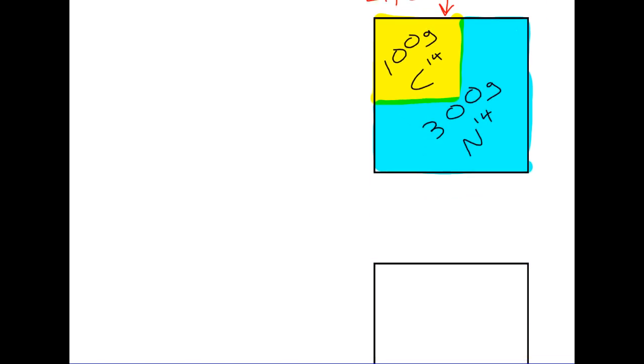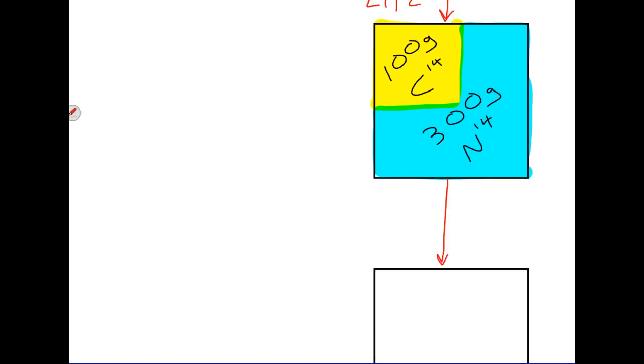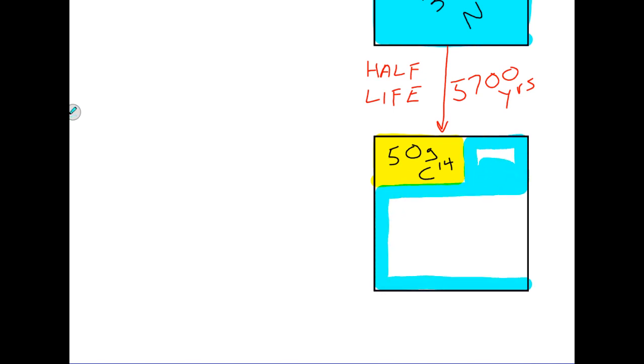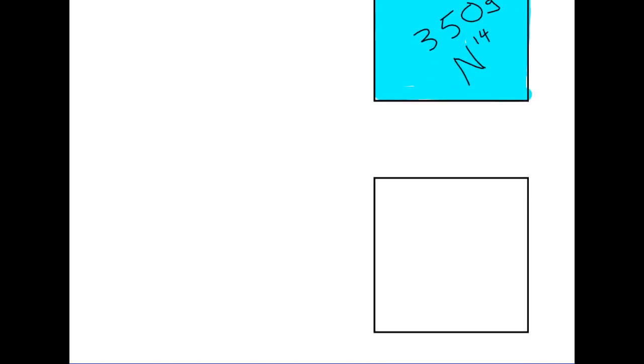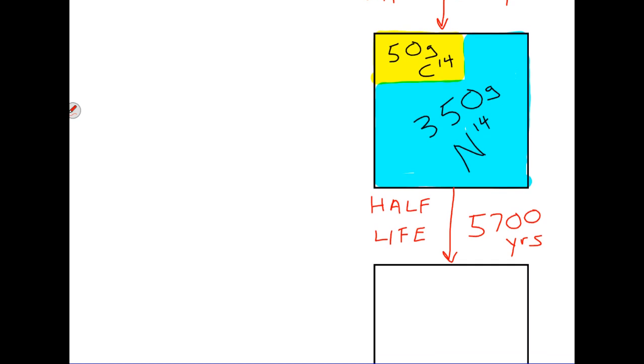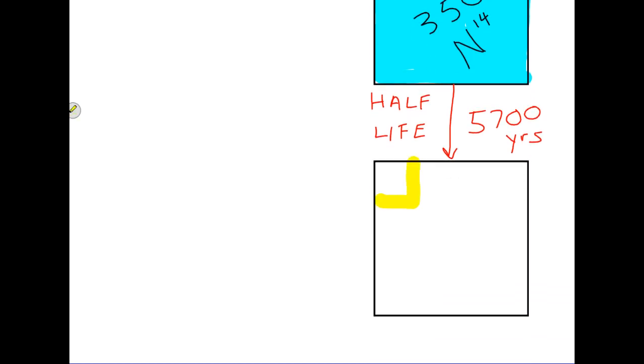What about another half-life? So another half-life goes by, another 5,700 years. Now I'm only going to have 50 grams of carbon-14. What if another half-life goes by? Another 5,700 years goes by. Now, instead of having 50 grams of carbon-14, now I'm only going to have 25 grams of carbon-14. There's barely any left.